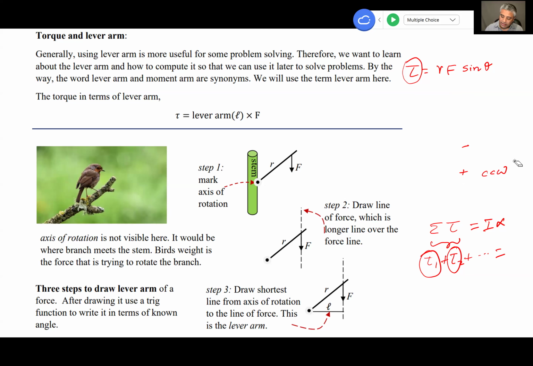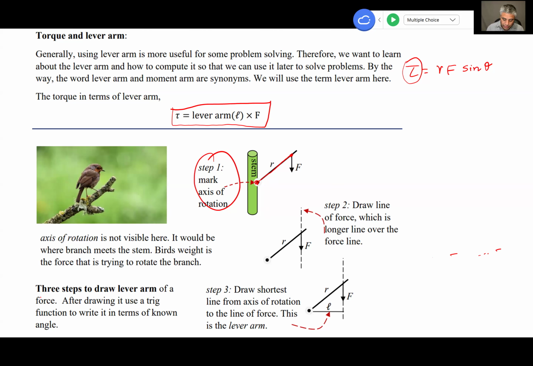So for most of the cases, what we did was we used this formula. Torque is lever arm times the force. To find the lever arm, you need to go through certain drawings. Let's say I'm trying to find the torque due to this force acting at a distance r from the axis of rotation, then you go through these three steps that I taught in the class as well. It is in that video or it is in the notes here as well.